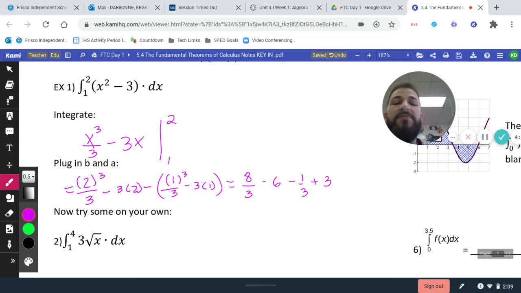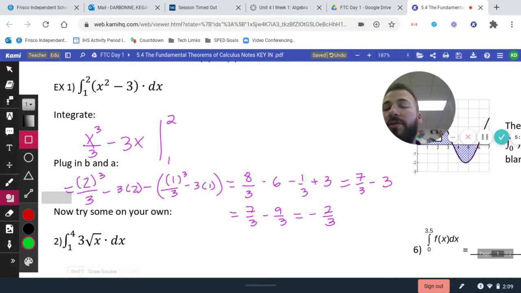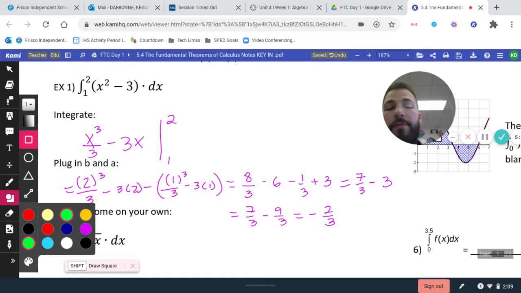Okay, so 8 thirds minus 6 minus 1 third plus 3. And I can just keep simplifying from there. So 8 thirds minus 1 third, that's 7 thirds. Negative 6 plus 3, that's negative 3. Then I can change negative 3 to be 9 over 3. So 7 thirds minus 9 thirds is equal to negative 2/3. And that is our area under the curve.